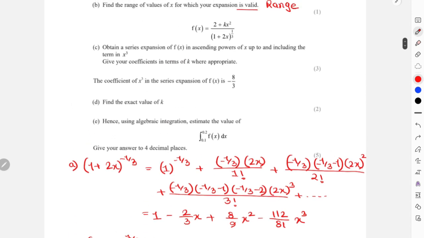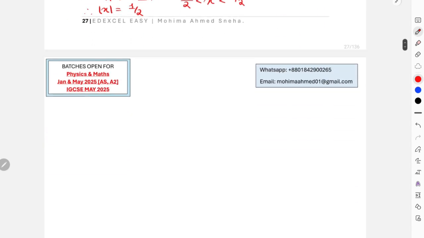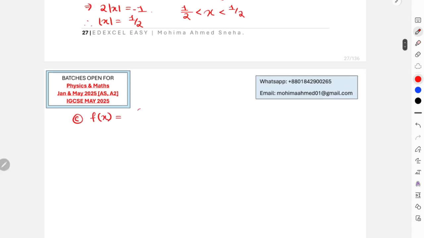Okay, then for part C, they have again provided you with the equation (2 plus kx) squared divided by the expansion you did in parts A and B. It says to obtain a series for f(x) in ascending powers of x up to and including the power of 3 and give your coefficients in terms of k where appropriate. We did this in the previous question also. f(x) is given in the form (2 plus kx) squared divided by your original expansion, which was (1 plus 2x) to the power of minus 1/3.